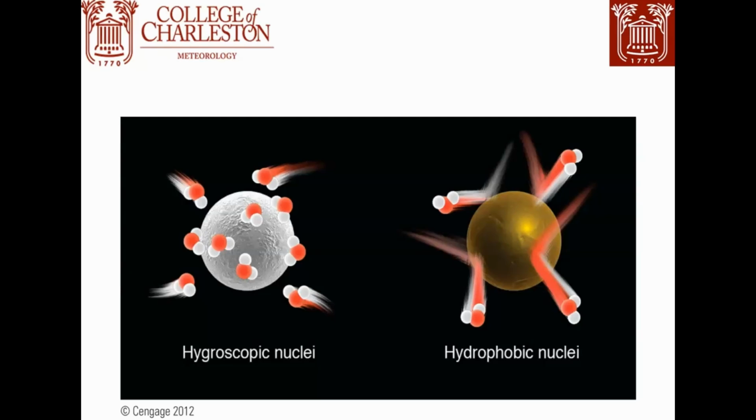Now, it turns out that most of the particles that exist in the atmosphere are going to be closer to hygroscopic rather than hydrophobic. But there is a distinct difference between the two. Now, in order to understand why the hygroscopic nuclei are needed in order for condensation to occur, we have to discuss the concepts of temperature and relative humidity.